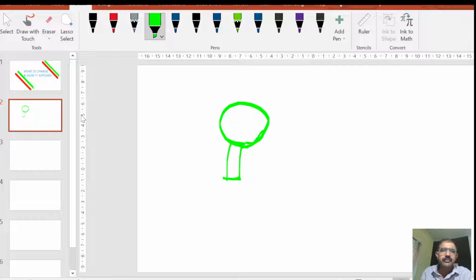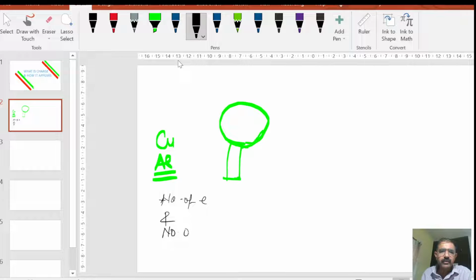Initially, it is a metallic sphere, so it may be made of copper or aluminum or whatever is there. So, initially, it is neutral, so there is no charge on it. Means why there is no charge on it? My question is this. Then you will simply answer because the number of electrons and number of protons are equal inside this, so it is neutral.